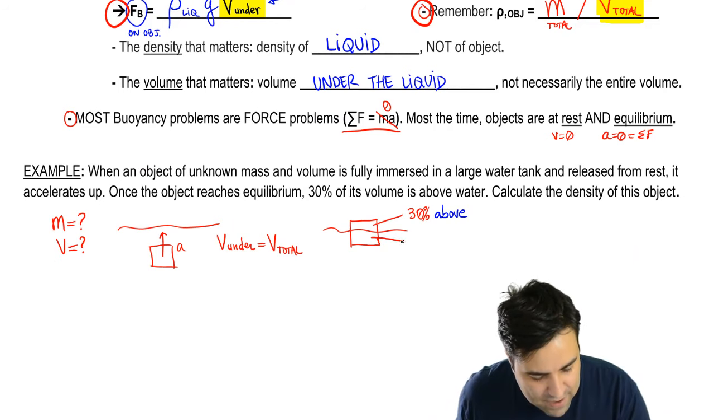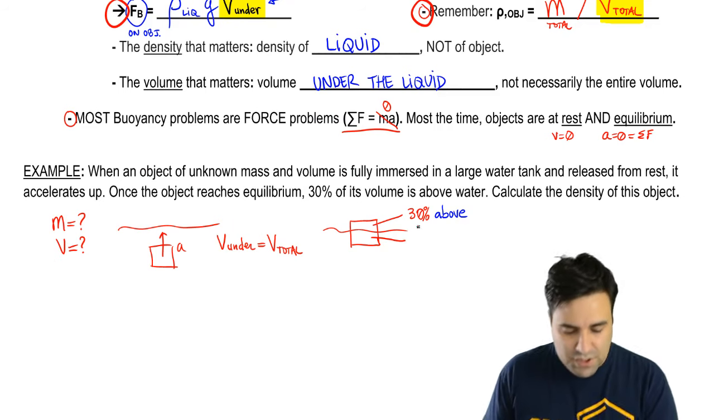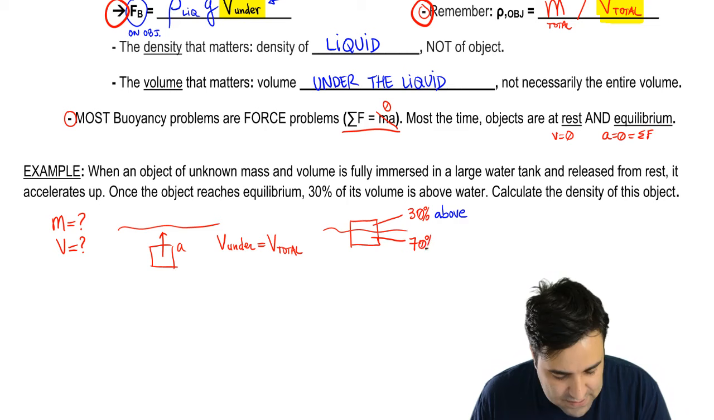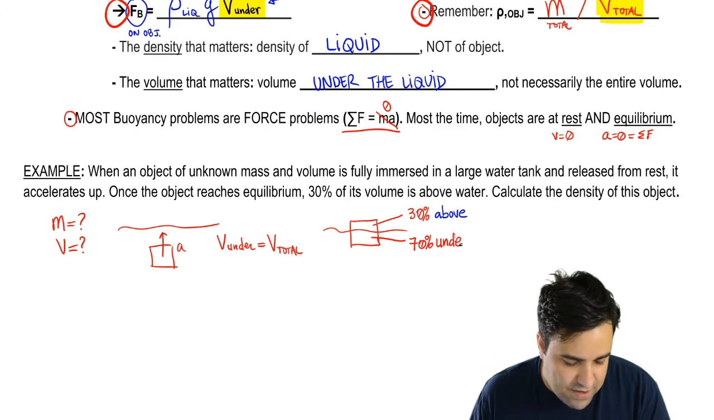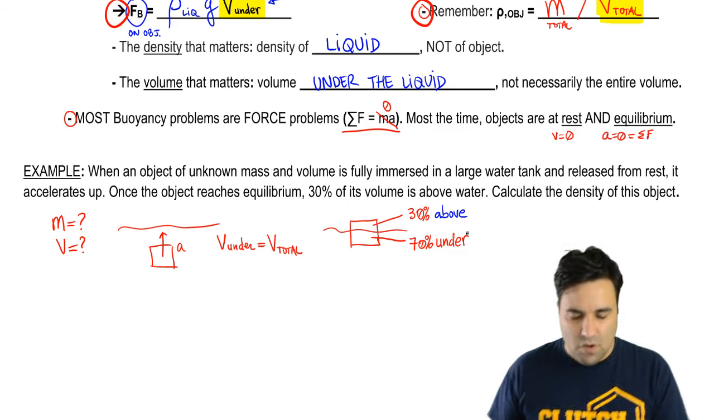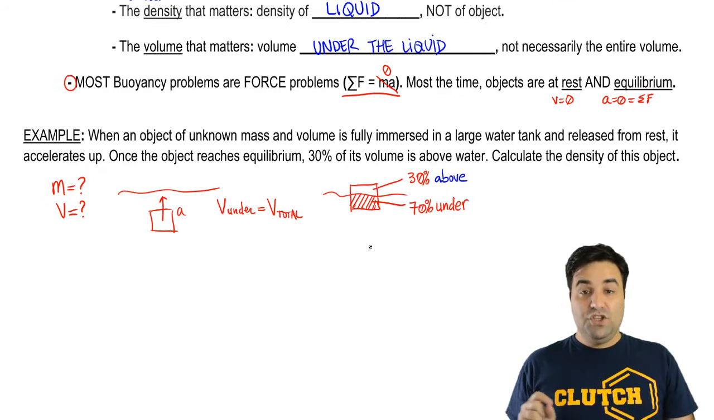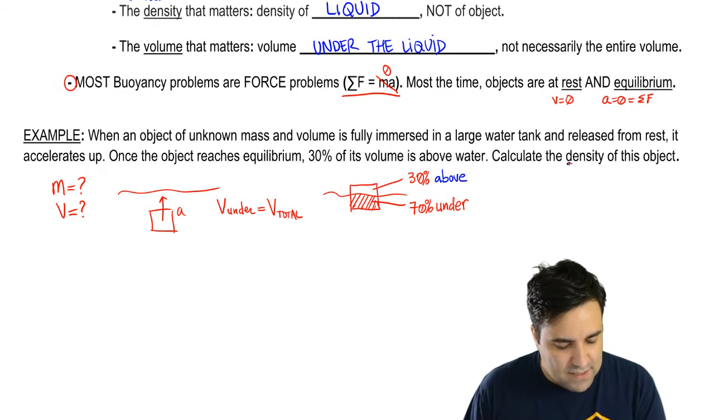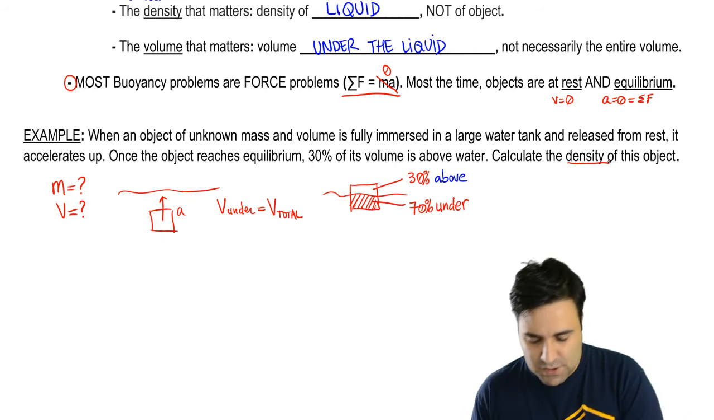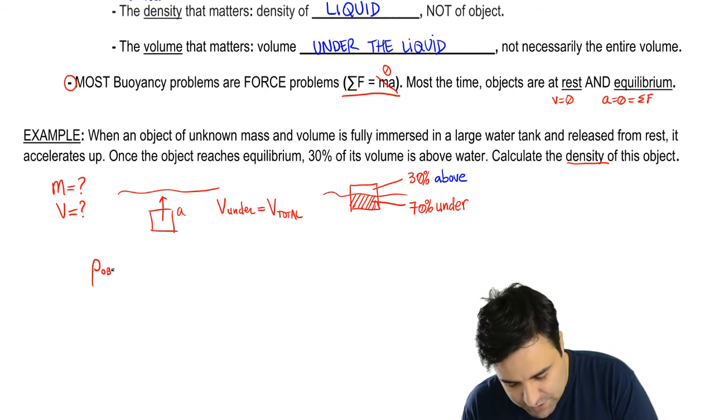What you really care about is the volume under. So you're going to change that into 70% under. That's one of the things that you have to do in these questions, is you always want to know the volume under. That's what matters. Now, with just that information, we want to calculate the density of this object. So what is rho object?